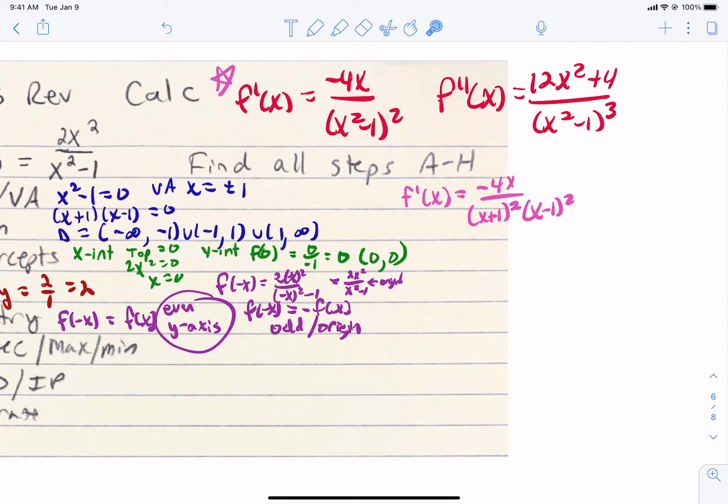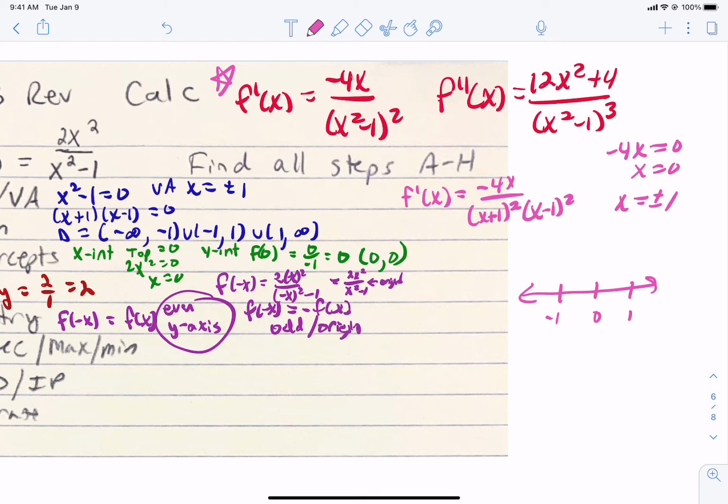Do you need to break it apart to find the critical numbers? Yes. Now, the critical numbers, remember, are the zeros of the top and the zeros of the bottom. So our critical numbers here, the top gives us a critical number of 0. The bottom, we already know, gives us a critical number of plus or minus 1. So we're going to make our first derivative chart using -1, 0, and +1.